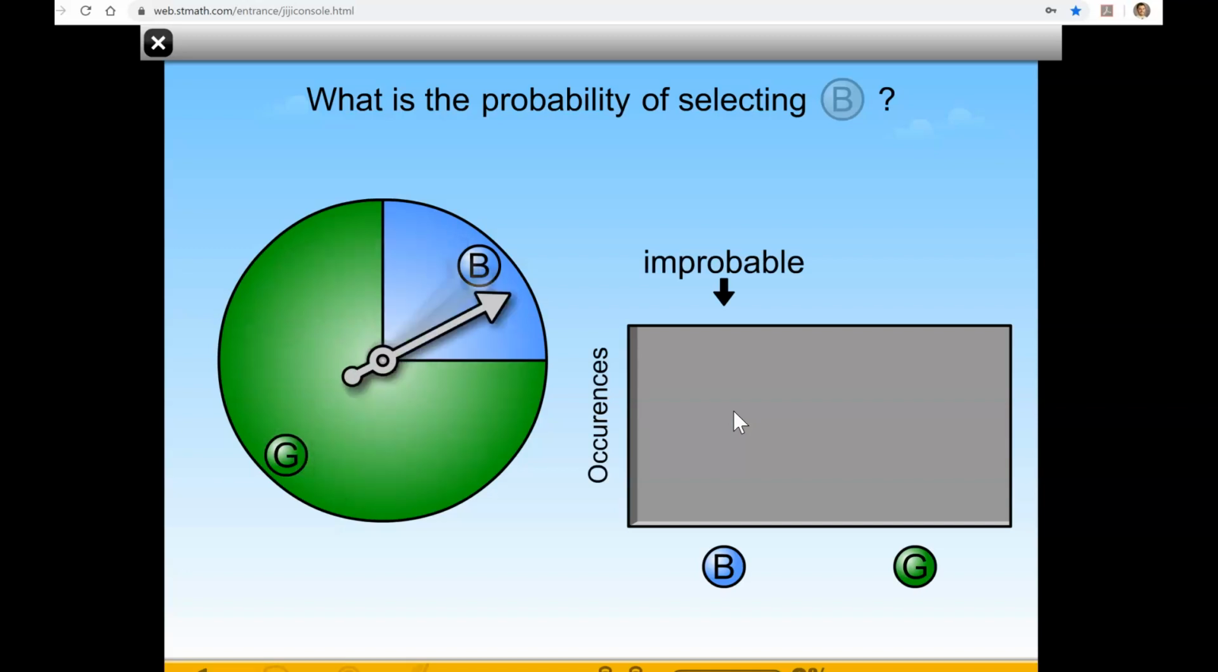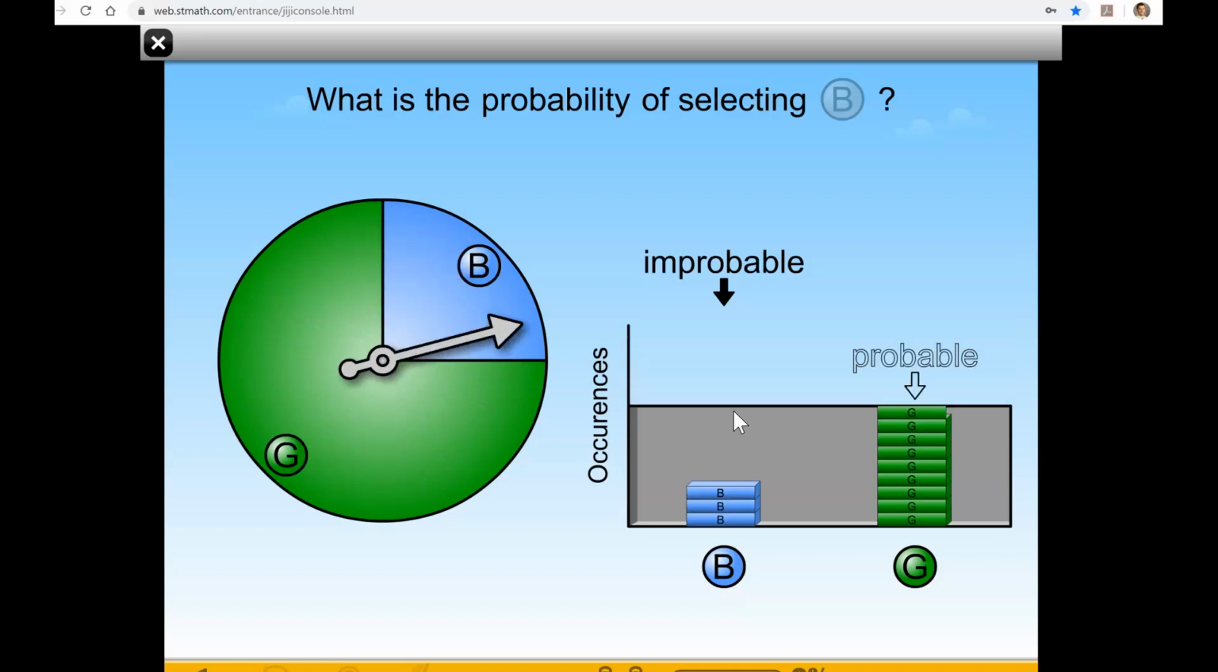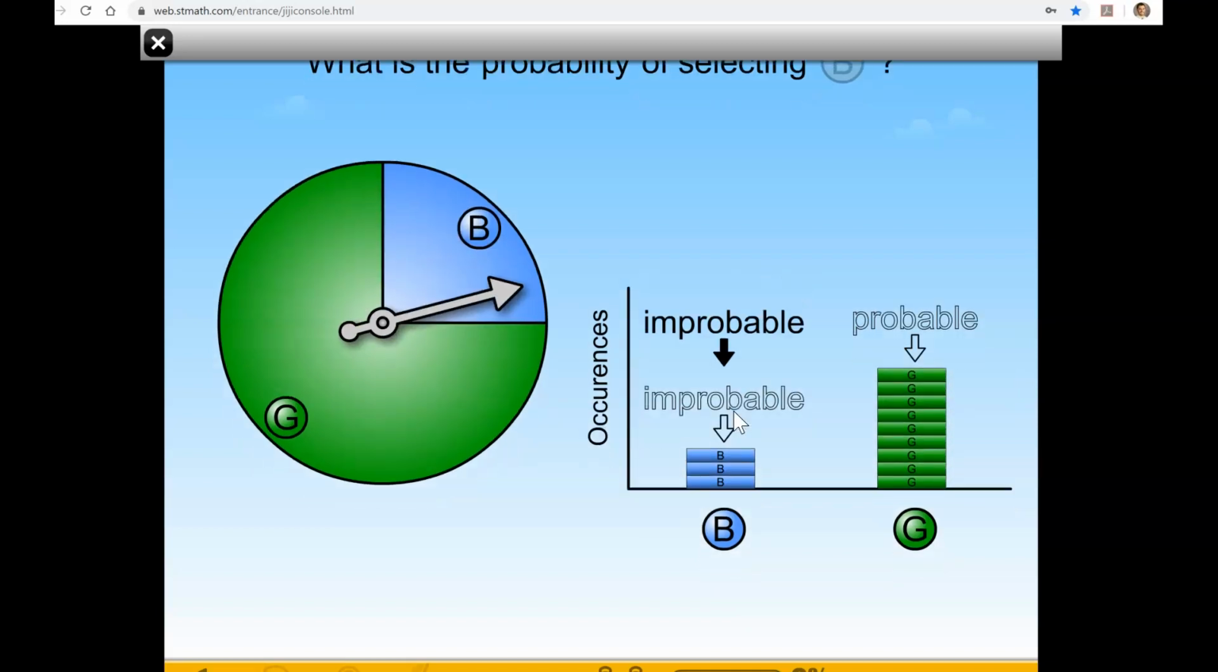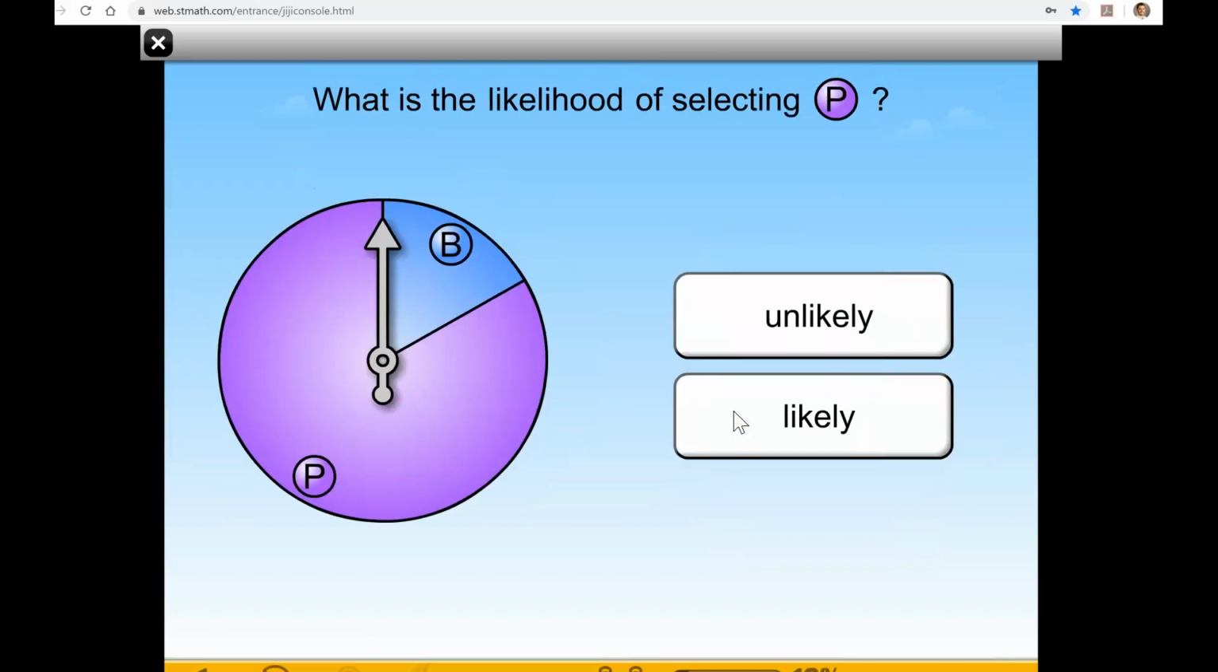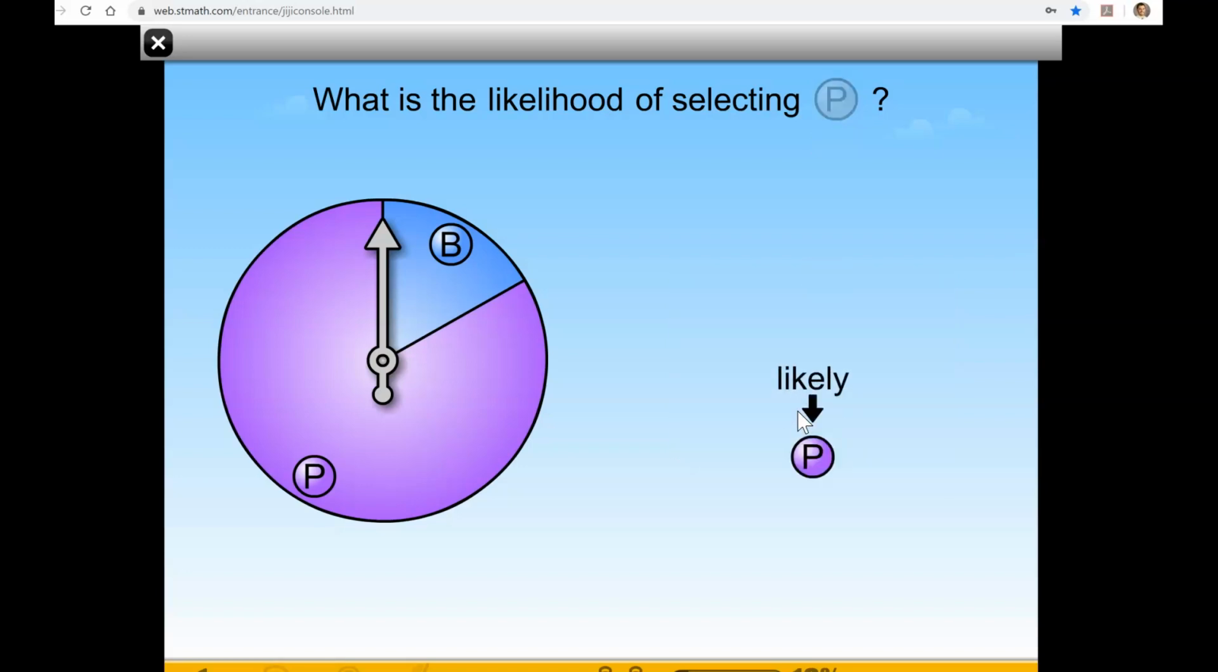So you'll do that. They'll show you it is possible to land on B, it's possible to land on G. They'll do a whole bunch of simulations for you, and eventually, over time, you will see that it is more likely that it's going to land on G than B. So basically, all you're doing here is saying improbable and probable are the same thing as unlikely and likely. So what is the likelihood of selecting P? As you can see, P is much more prevalent than B, so P is definitely likely.